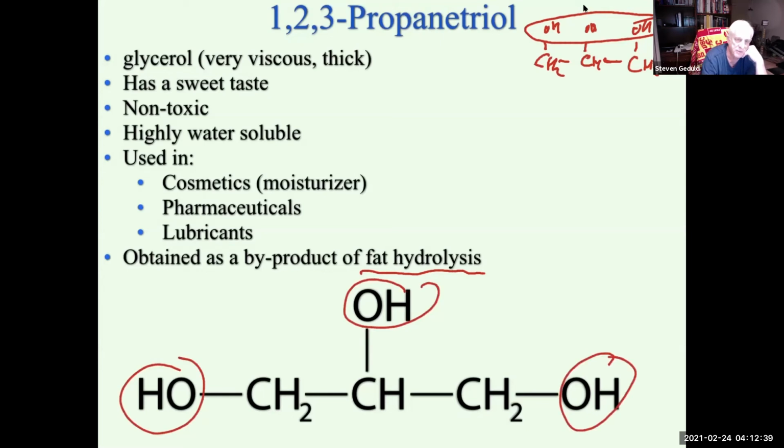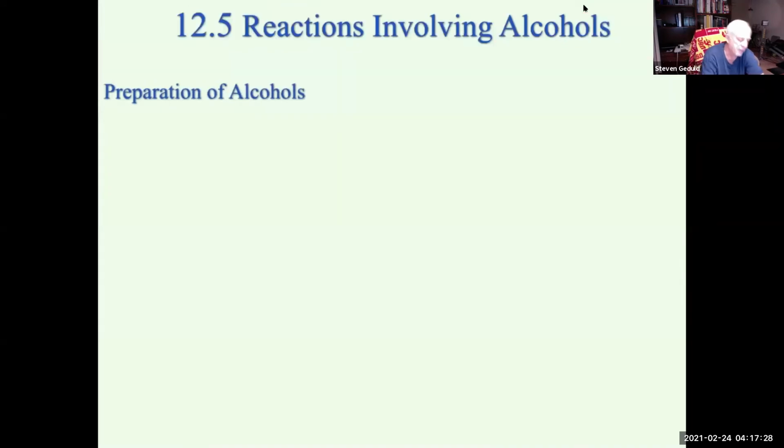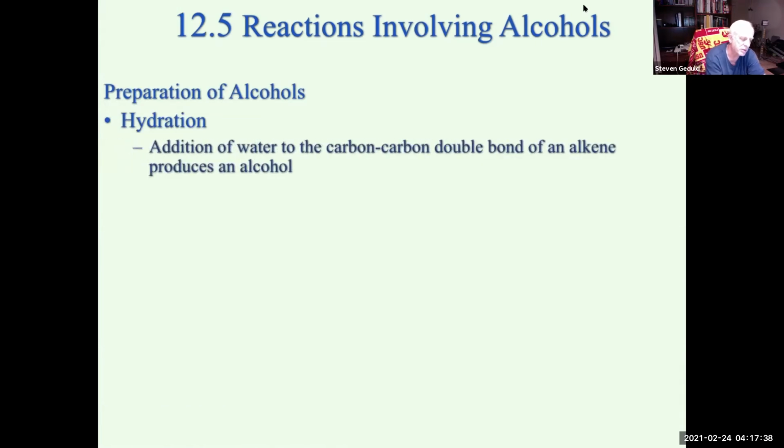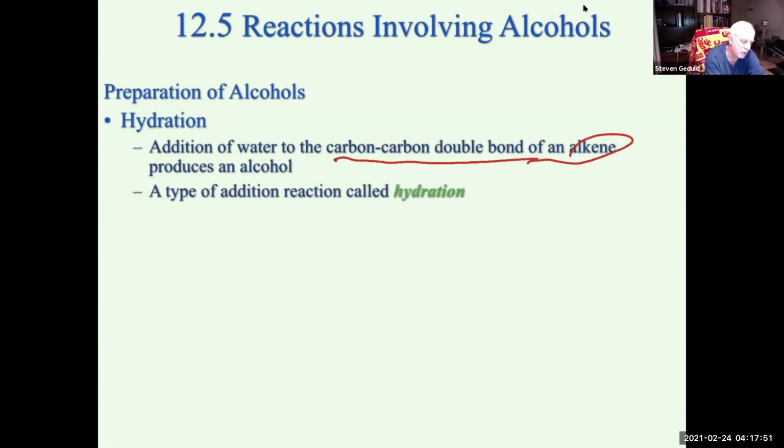Lubricant, pharmaceuticals, cosmetics. Preparations of alcohols, how to make alcohols. Hydration reactions, we add water, H and OH. Addition of water to the carbon-carbon double bond of an alkene produces an alcohol, just like we did in chapter 11. But now we'll be able to name them and be able to predict them a little bit better. A type of addition reaction called hydration. That's an addition reaction because we're adding H and OH. We're adding the H and the OH of water to each side of the double bond.